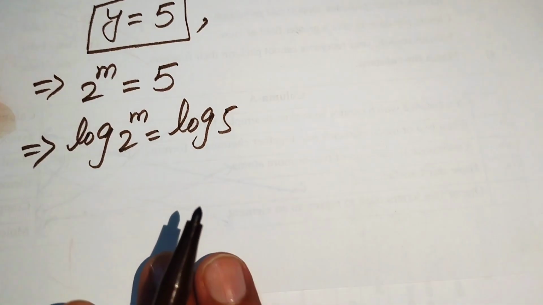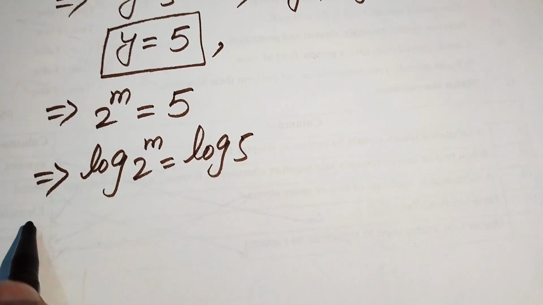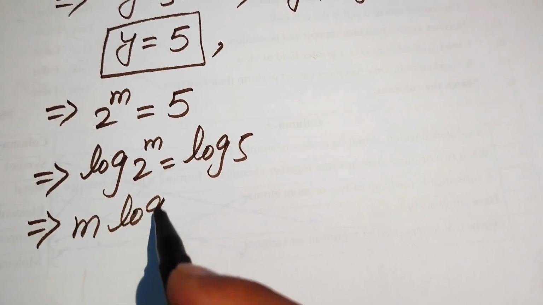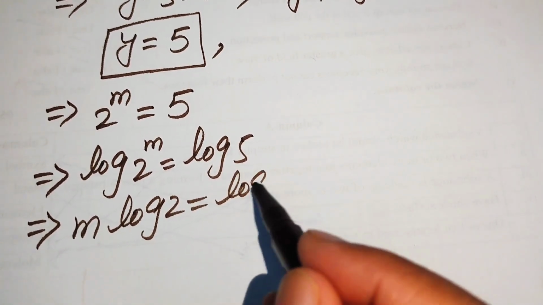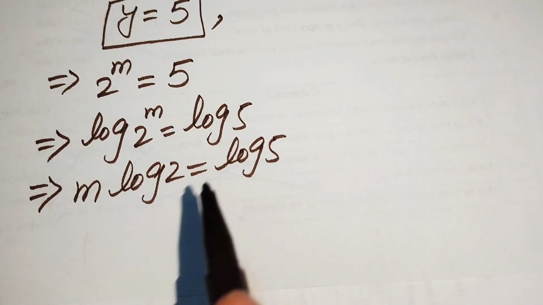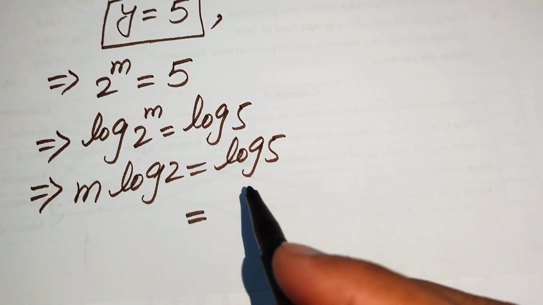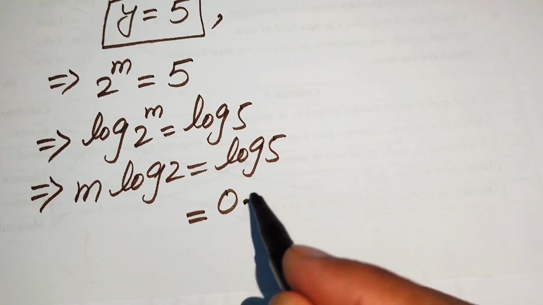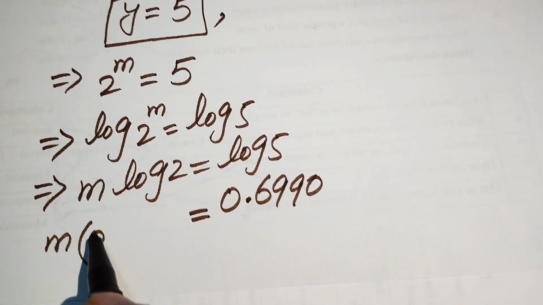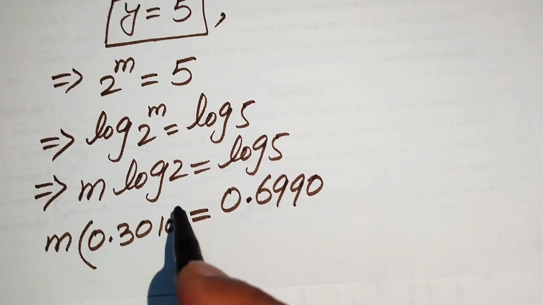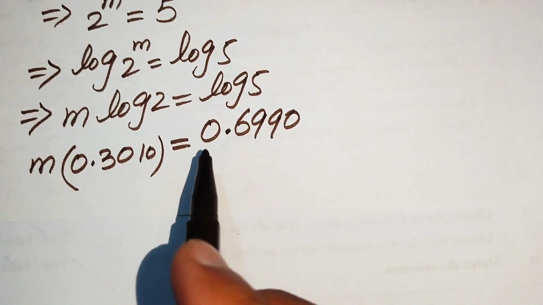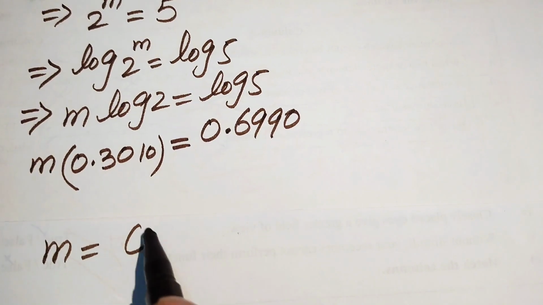Now we use the nice property of log and move the exponent m in front of the log, and it is written as m times log 2 equals log 5. We use a calculator or logarithmic table to find the value of log 5, which is 0.6990, and we know the value of log 2 is 0.3010. Now we move this 0.3010 to the right-hand side.